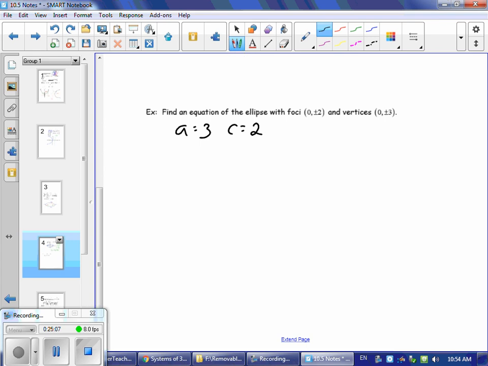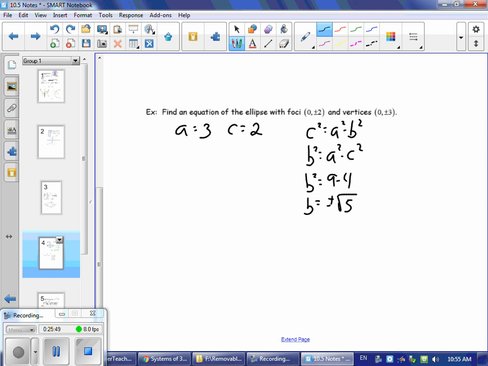So we need to find B, because we do need to find the location of the minor axis. So in order to find B, we're going to use the same equation we did before, starting off with C squared equals A squared minus B squared. But we need to solve that for B instead. So adding B squared to both sides and subtracting C squared gets us that B squared equals A squared minus C squared. So now we can find B squared. So B squared is going to be 9 minus 4, or 5. So B is plus or minus square root of 5.